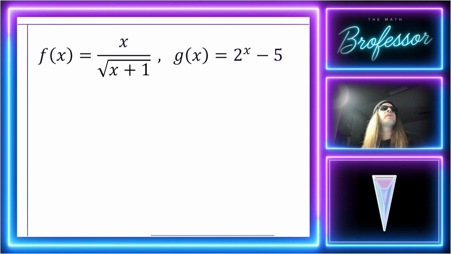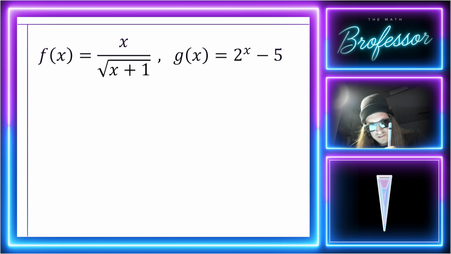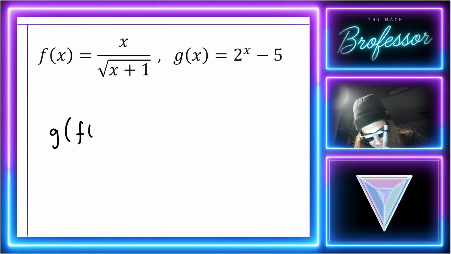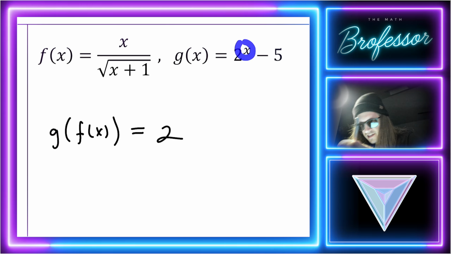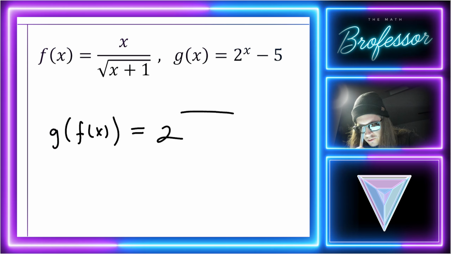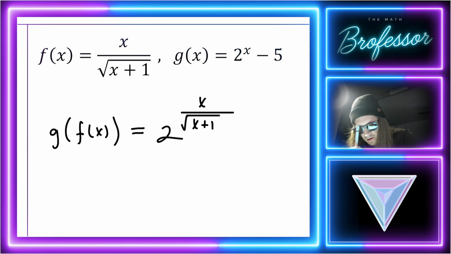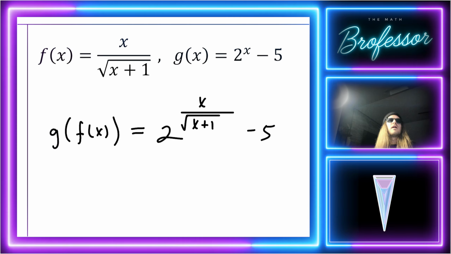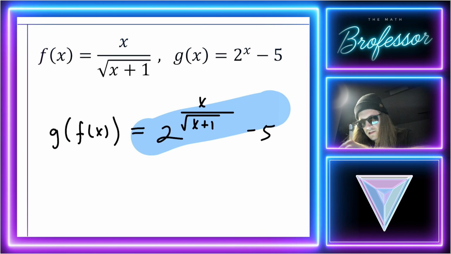Now for g of f, and this is just another one where it's very literal. There's not going to be any simplification here. You're going to replace this x with the entire f of x. So that is 2 to the power of x over the square root of x plus 1, minus 5 at the end right there. Man, that's not even nice to look at, but that's it. That would be the answer.